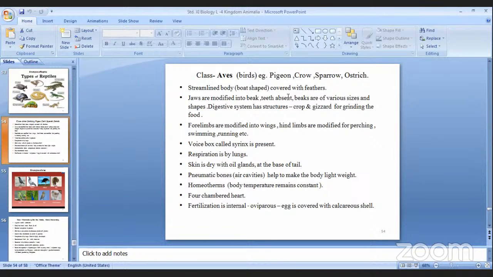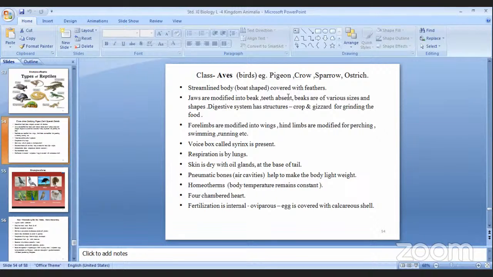Digestive system has a special structure, mentioned here, crop and gizzard for grinding the food. Then forelimbs are modified into wings. Hind limbs are modified for perching, swimming, running, etc. Then voice box called syrinx is present.